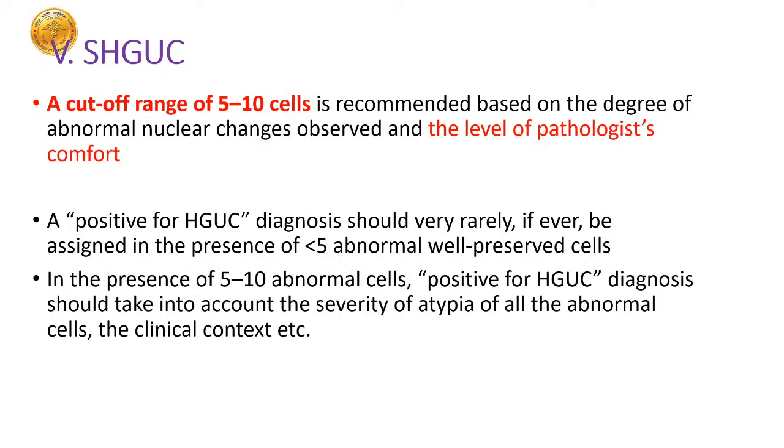This is a nice word that they've written here. They've written depends on the experience and the level of pathologist comfort. So a positive for HGUC or a high-grade urothelial cancer diagnosis should very rarely, if ever, be given in the presence of less than 5 abnormal, well-preserved cells. Please remember, quantity matters. So for something to be HGUC, please be comfortable with more than 10 cells. In the presence of 5 to 10 abnormal cells, we should preferably call it suspicious for high-grade urothelial cancer. Next slide, please.